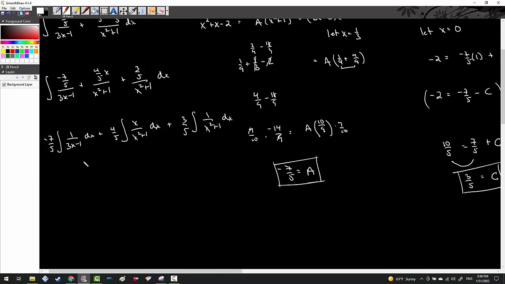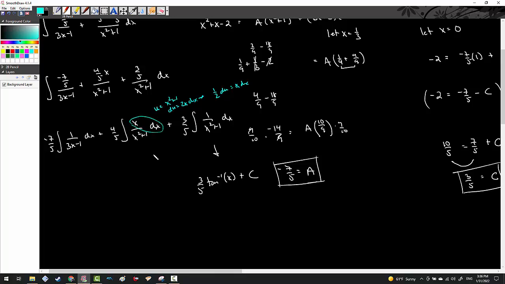Now, of the three, this one on the right side is the most straightforward. This is going to be 3/5 times tan inverse of x. I'll slap on the plus c right there. This guy is the most involved. He is, yes, you guessed it, a u sub, where u is going to be x squared plus 1, du is going to be 2x dx, which means 1/2 du is equal to x dx.